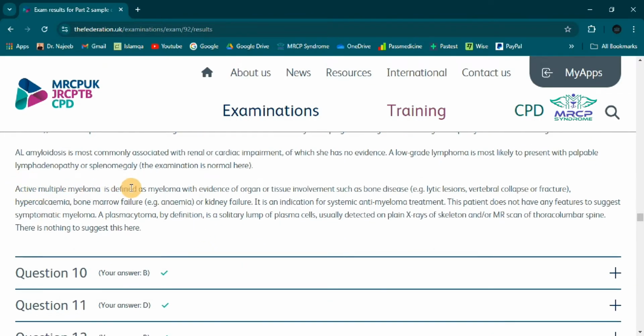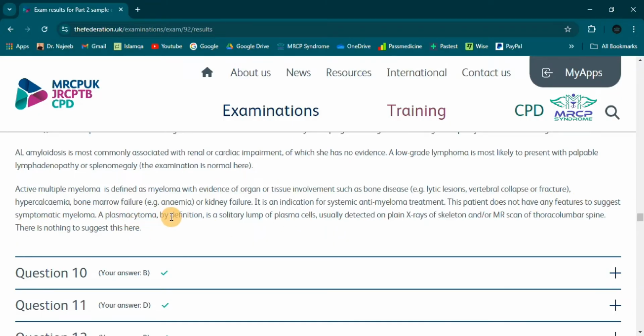Active multiple myeloma is defined as myeloma with evidence of organ or tissue involvement, such as bone disease, meaning lytic lesion, vertebral collapse or fracture, hypercalcemia, bone marrow failure with anemia, or kidney failure. It is an indication for systemic anti-myeloma treatment. The patient does not have any features to suggest symptomatic myeloma.